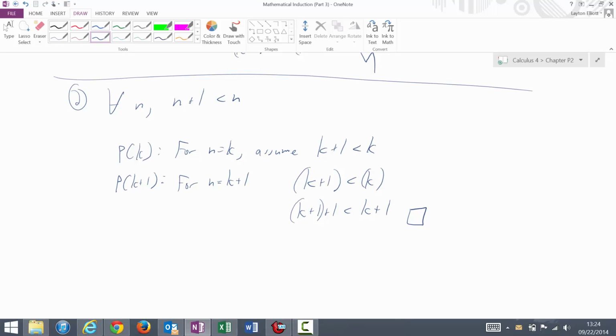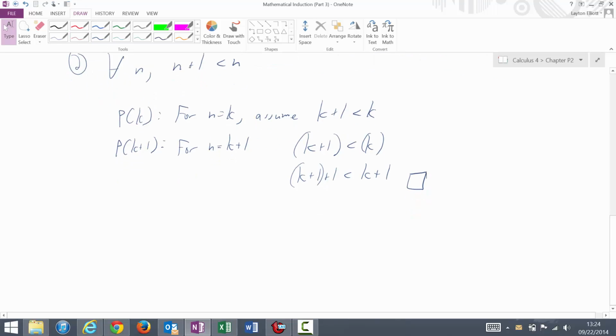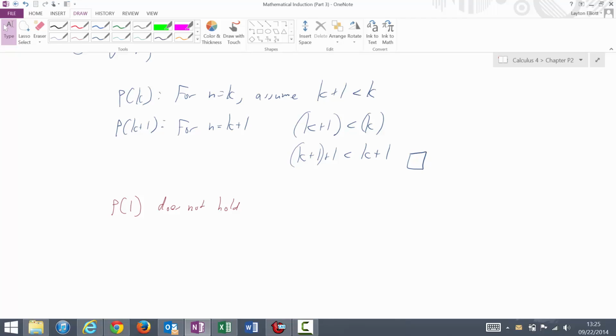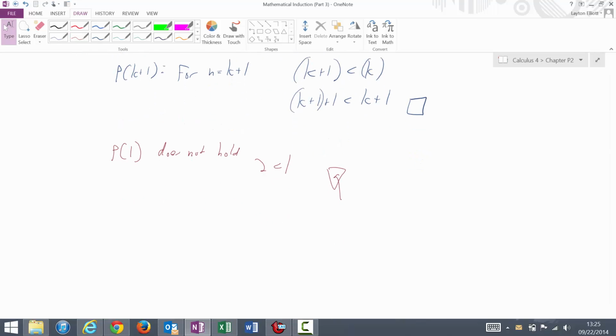So where do we go wrong? Well, the original condition, P of 1, doesn't hold. And this is interesting because many times on these proofs, they'll treat P of 1 as trivial. They'll just leave it and not show it, assuming that it's so obvious you wouldn't have to show it. But P of 1 does not hold, because P of 1 would mean that 2 is less than 1. So since that part fails, that proof does not hold.